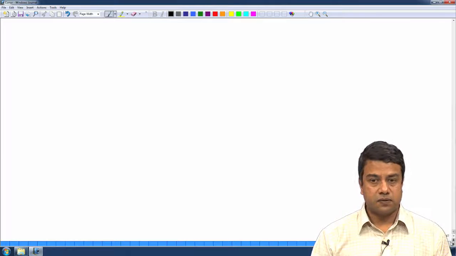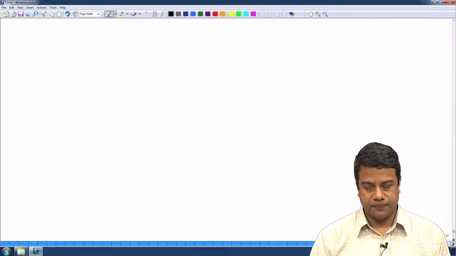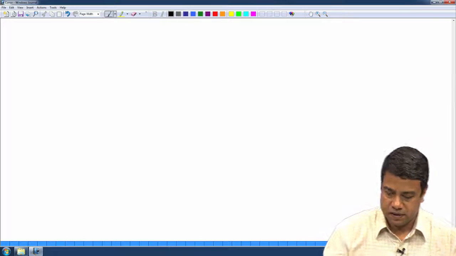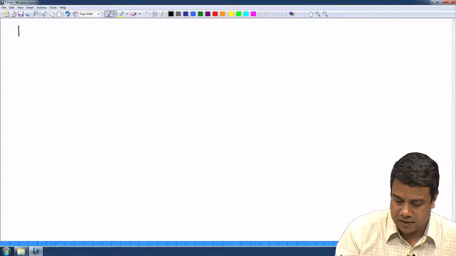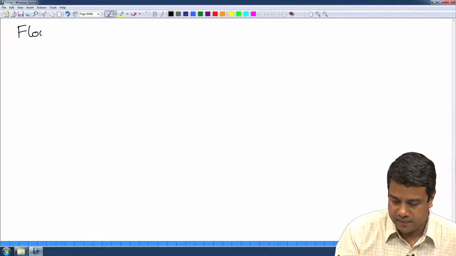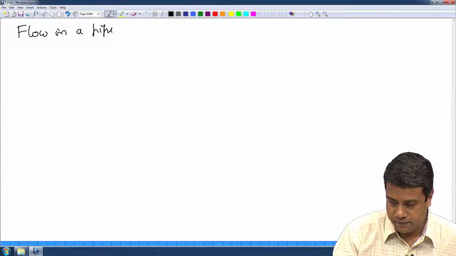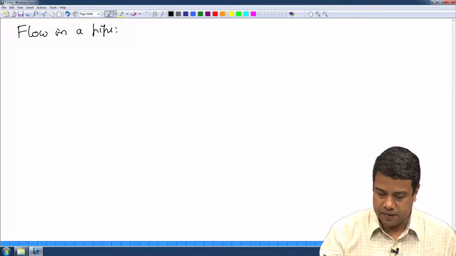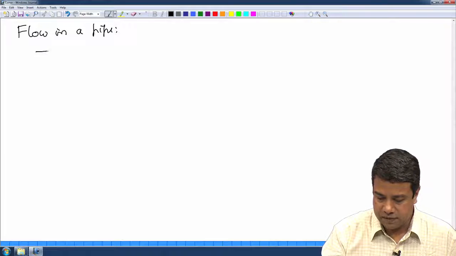So, that was in a Cartesian coordinate system. The example that we deal with most often is in a cylindrical coordinate system, that is flow in a pipe. So, we will look at the flow in a pipe in some detail. So, I have a pipe.